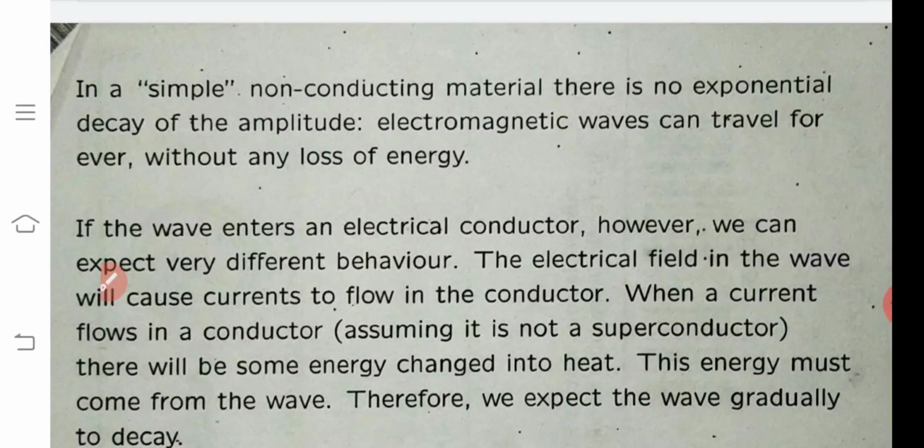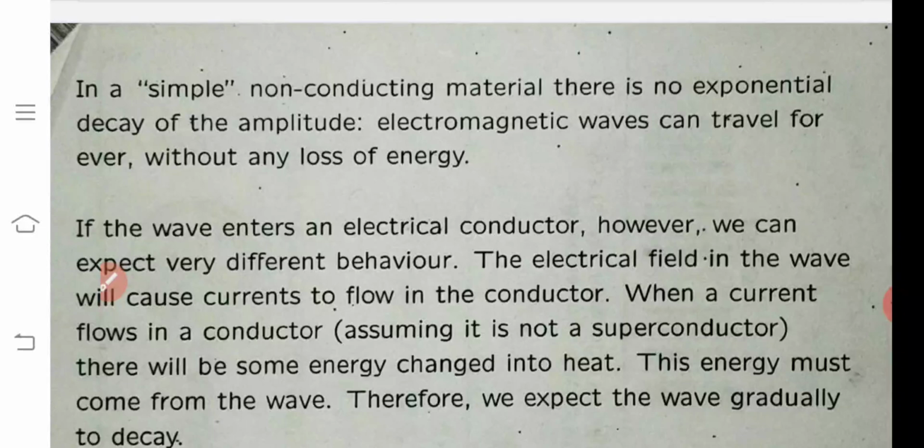In simple non-conducting materials, there is no exponential decay of the amplitude. Electromagnetic waves can travel forever without any loss of energy. If the wave enters an electrical conductor, however, we can expect very different behavior. The electric field in the wave will cause current to flow in the conductor. When a current flows in a conductor, some energy is changed into heat. This energy must come from the wave, therefore we expect the wave to gradually decay.